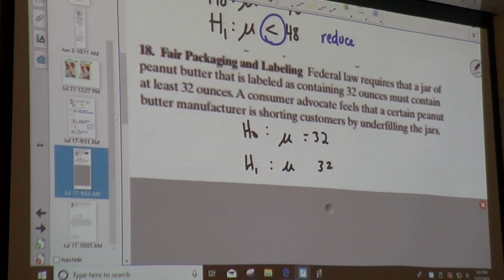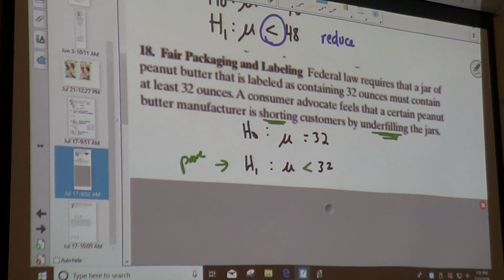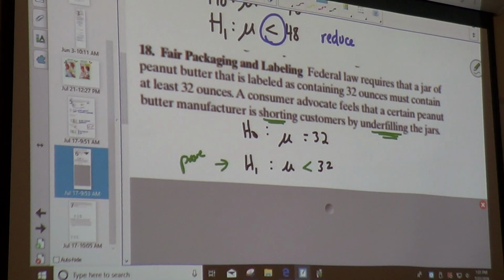It's greater than, it said at least. It did say at least, but what are we trying to prove? That they're underfilling. This is what we're trying to prove. We're trying to prove that they're shorting by underfilling the jars. So what is it going to be? Less than. So the company is saying, if we got 32 ounces, we got 32 ounces or more. That is what they're stating. But the H naught is always going to be equal. But what we're trying to prove when we go to court is that they're shorting us, that it's less than.